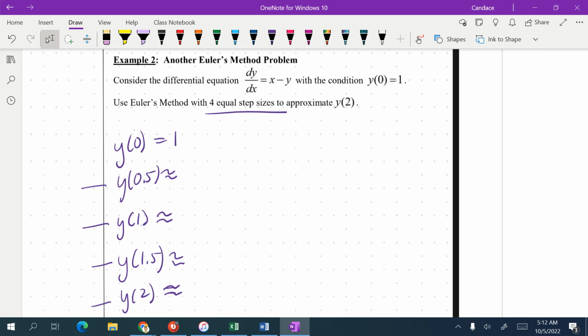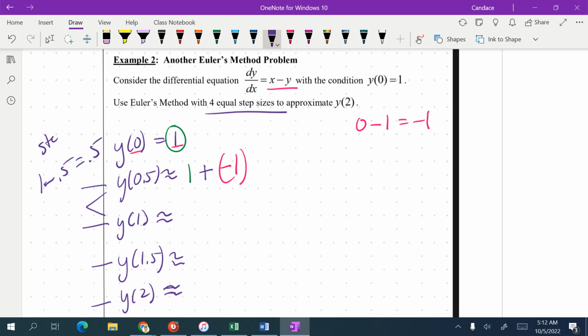All right, so again, we go back to the y value of the previous. So I'm going to go 1. And then I'm going to add that to, I have to take this and plug it into here. So I would have 0 minus 1, which is negative 1. And then I'm going to multiply by the step size, which we determined between here and here. So 1 minus 0.5, our step size is 0.5. So times 0.5. When I multiply and add that up, I end up with 0.5.